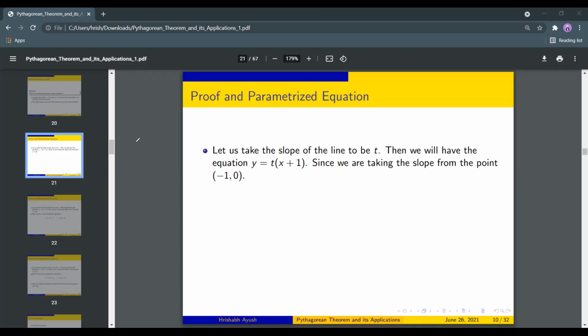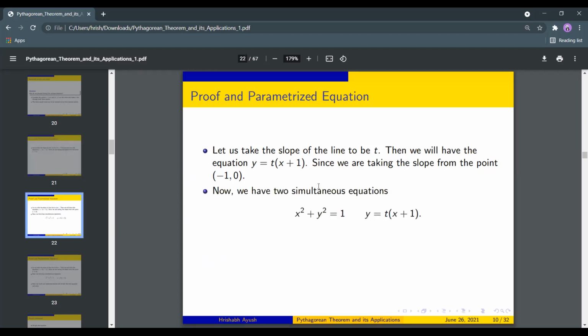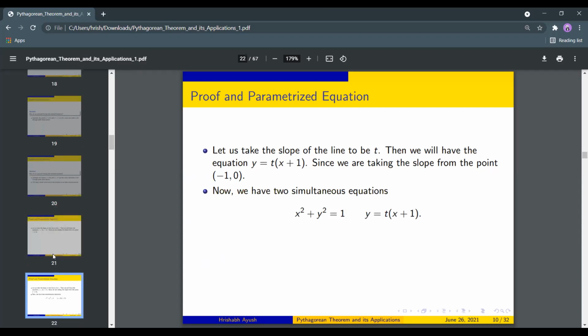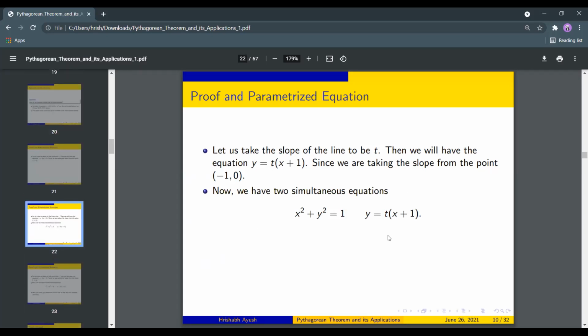So let's move to the next slide. Now we have two simultaneous equations, that is x squared plus y squared equals 1, and the equation that we found from the slope of the line. So does anyone see how we can use parametrization to find the value of one in terms of the other? You can substitute y for t times x plus 1. Yeah, we'll use that only.